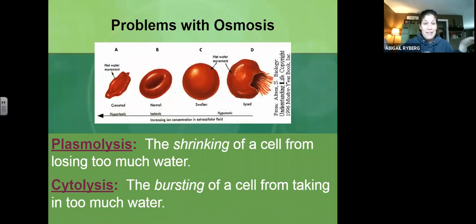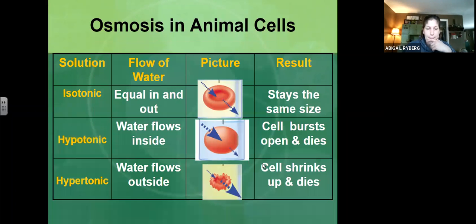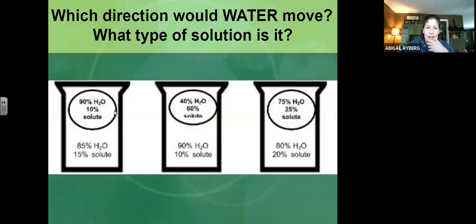And there's a term for that, of course. So plasmolysis is the shrinking of a cell from losing too much water. So plasmolysis is a cell shrinking so much it can die. And then cytolysis is the bursting of a cell from taking in too much water. So cytolysis is the actual bursting of the cell. This little table just sums it up, reviews what we've already talked about.